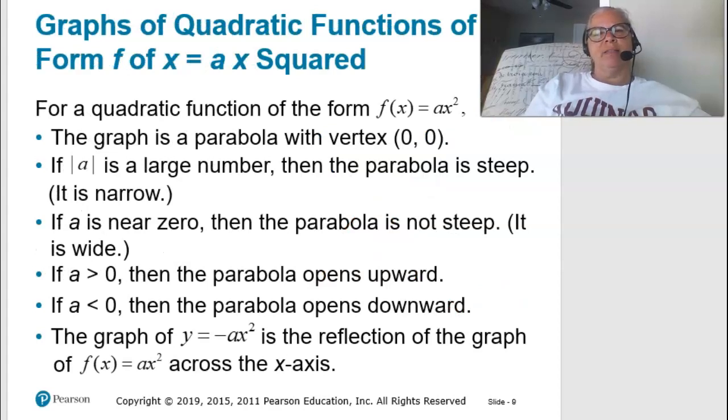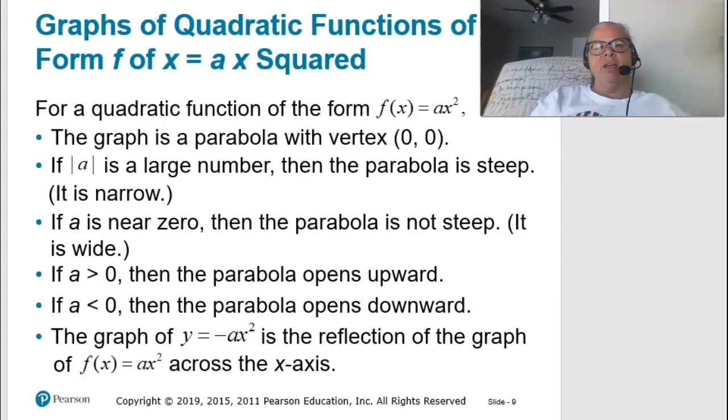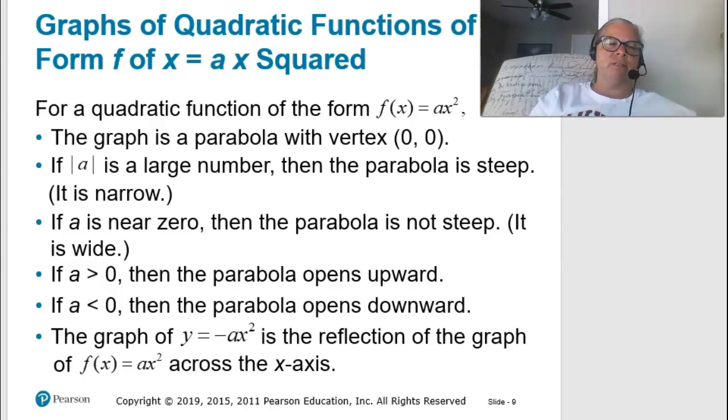So let's take a look at the functions of the form ax squared. If you have a quadratic where you have a variable in x squared and the coefficient a, the vertex of the parabola is at 0, 0. And if a is a large number in absolute value, then it is a steep or narrow parabola. If it's closer to 0, then the parabola is wide and open. So those tell us some things as we go forward with this formula, what a will do to our graphs.